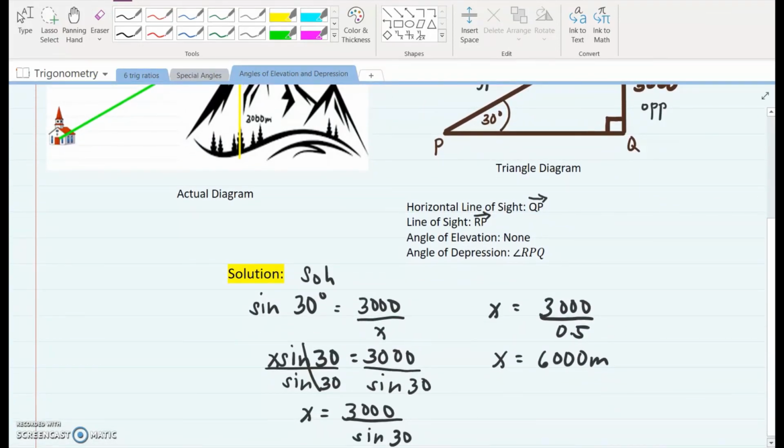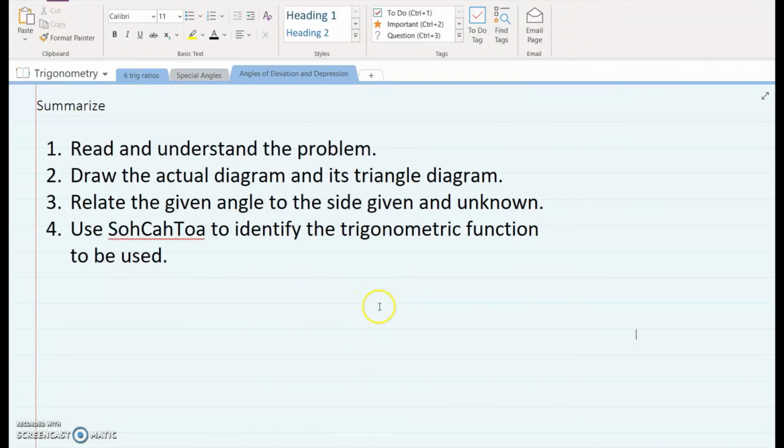Okay. So to summarize again the topic about angle of elevation and depression. Number 1, read and understand the problem. Number 2, draw the actual diagram and its triangle diagram. Number 3, relate the given angle, or the reference angle for that matter, to the side given and unknown. Then number 4, use SOHCAHTOA to identify the trigonometric function to be used.